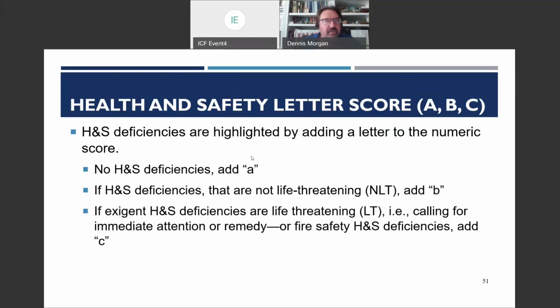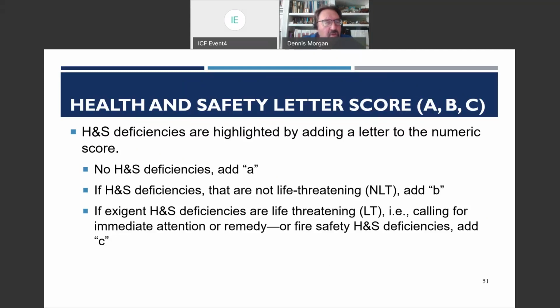Within the reports that are going to be generated, you're going to see a numeric score, and then you're going to see whether you're going to get an A, a B, or a C. It's going to have a numeric score, and then right behind it, an A, a B, or a C. An A means that that property or that particular area had no health and safeties. If I have at least one non-life-threatening, it's going to have a B. If I have at least one life-threatening, it's going to have a C.